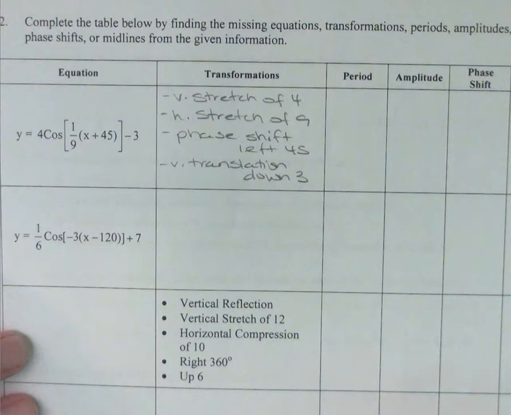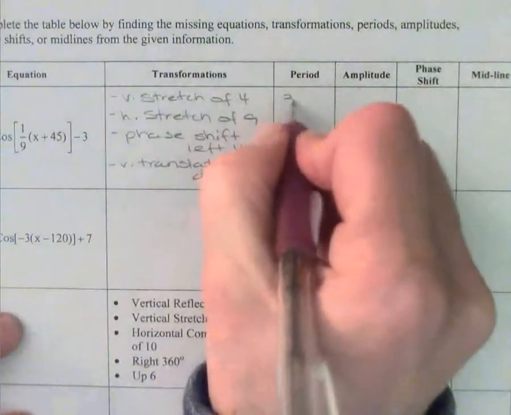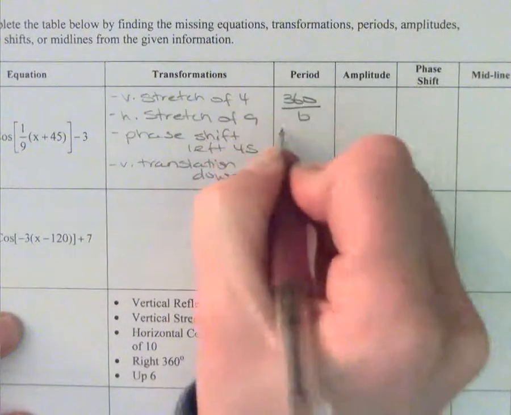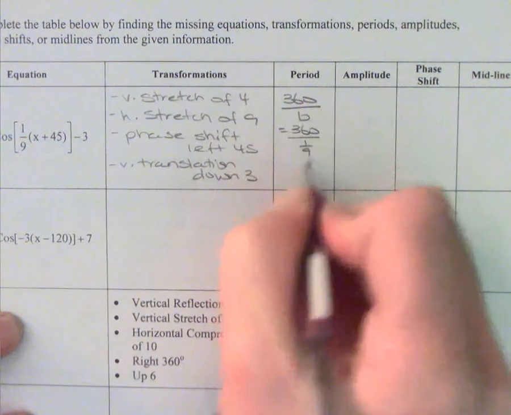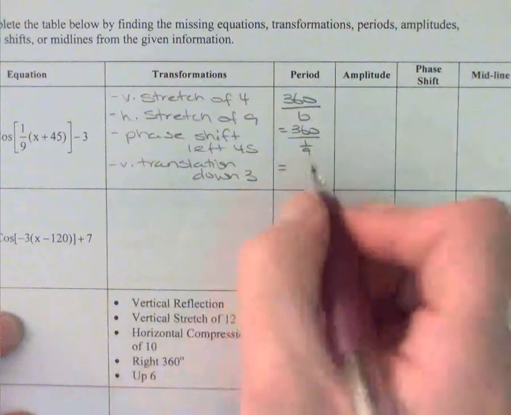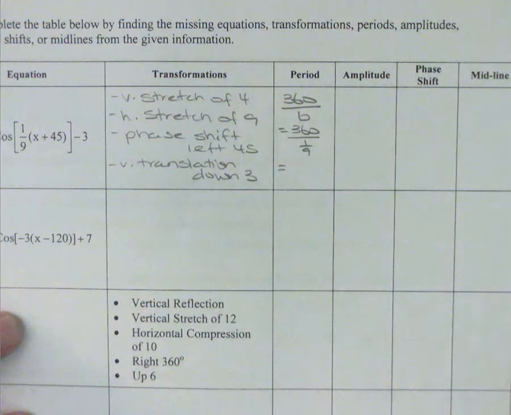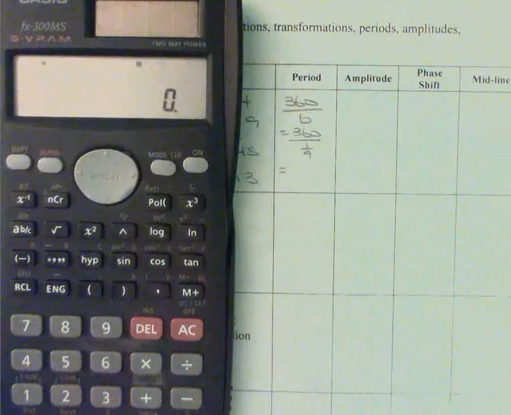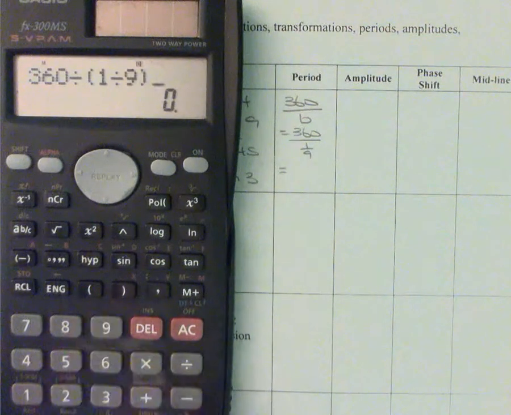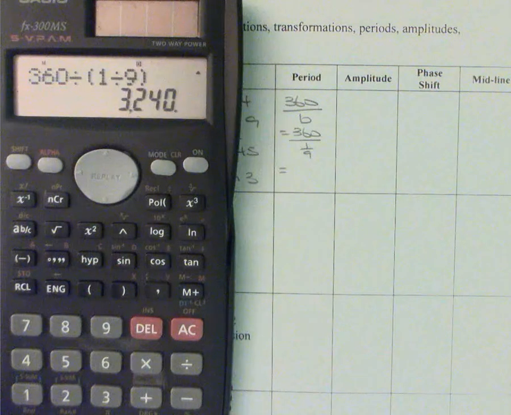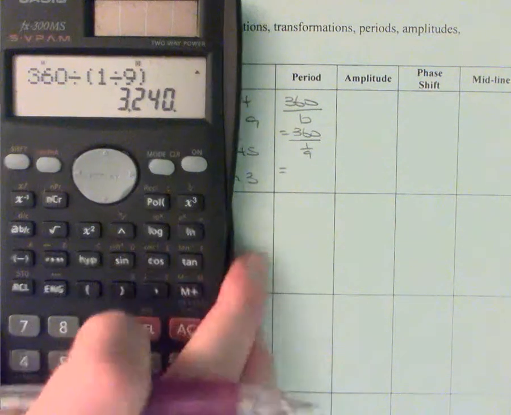It is the cosine graph. So my period is 360 divided by b. I'm going to do 360 divided by 1 over 9. And that will give me, if I use my calculator, I'm going to do 360 divided by 1 divided by 9. 3,240 degrees to do one cycle.